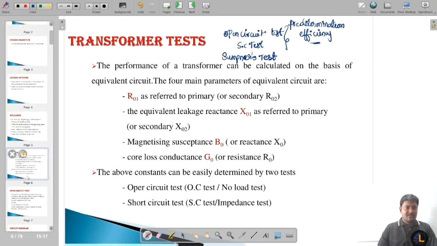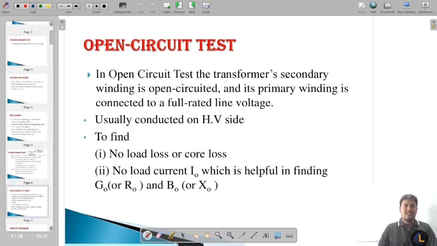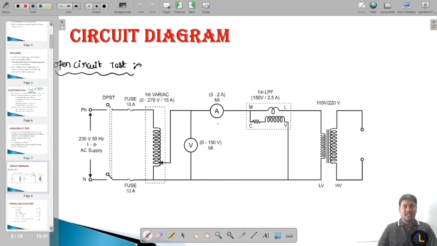Coming to the first one, the open circuit test of a single phase transformer. Open circuit means we are giving the supply to one winding and the other winding should be open circuited. If you observe here, this is the transformer. This one is the transformer primary and this is the transformer secondary. We are applying the voltage to one winding and the other winding is open circuited.